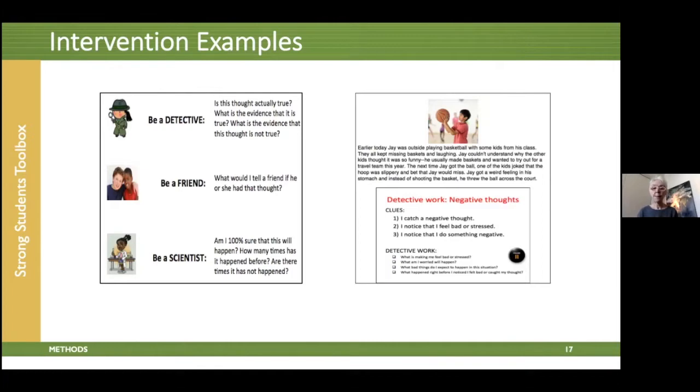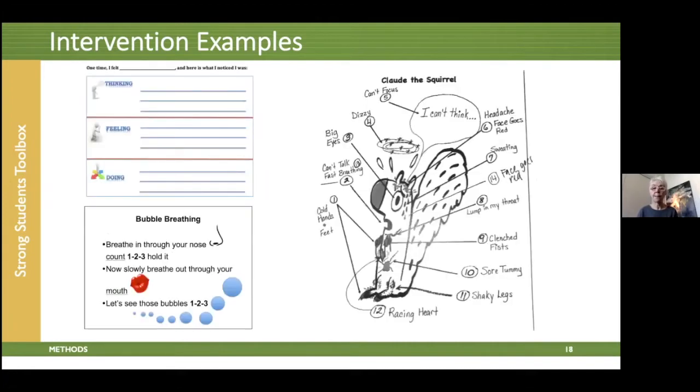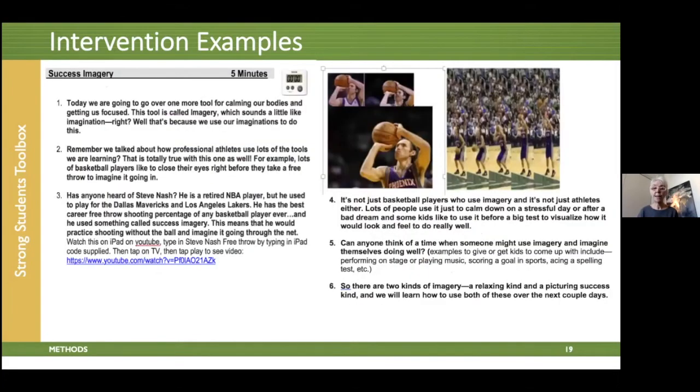And here's an example of how you can be a detective and how you can actually think about a thought that you have and its accuracy, how you can be a friend and you can tell a friend some of your thoughts as a way to exercise calming, and how you can be a scientist. Am I sure that that happened? So these strong student toolbox examples provided by Amy Grills are helpful in getting an idea about how we wove anxiety management practices into our reading intervention.